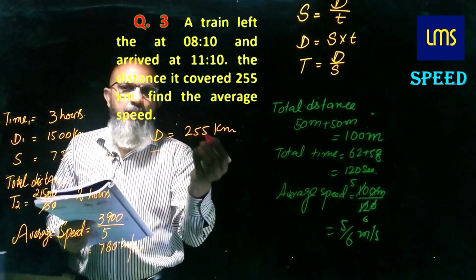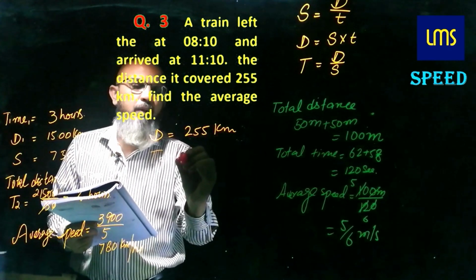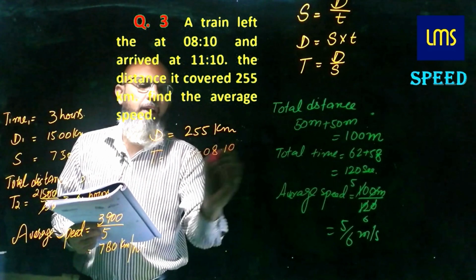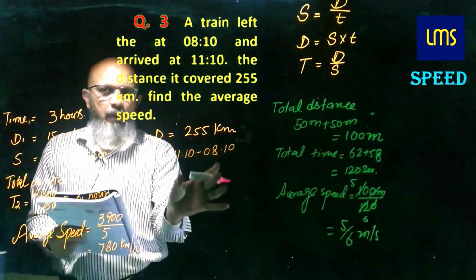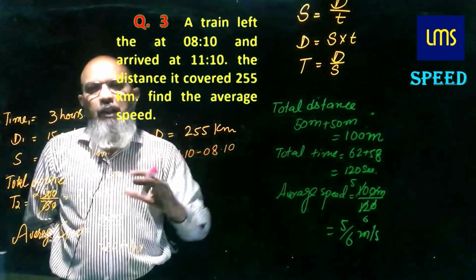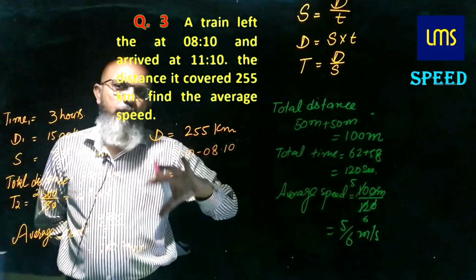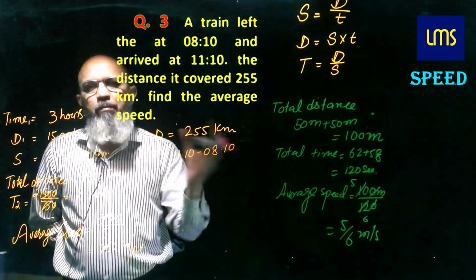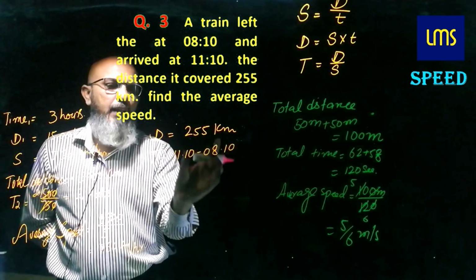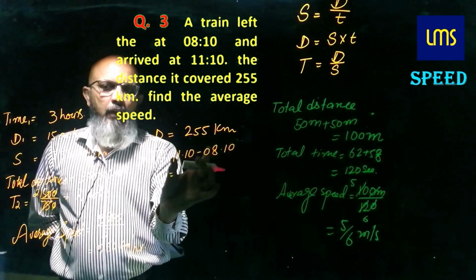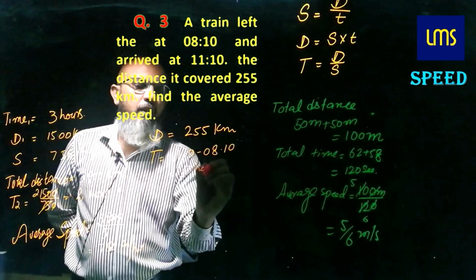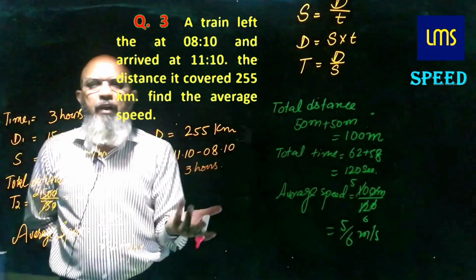Simply you will subtract 08:10 from 11:10. It's a very simple calculation of time. Otherwise time calculation is a little bit tricky, as you know, when we have to carry 1 hour and 1 minute. That creates some problems for the students, but it's very easy. 11:10 minus 8:10, so simply your time duration is 3 hours. So how can you find your average speed?